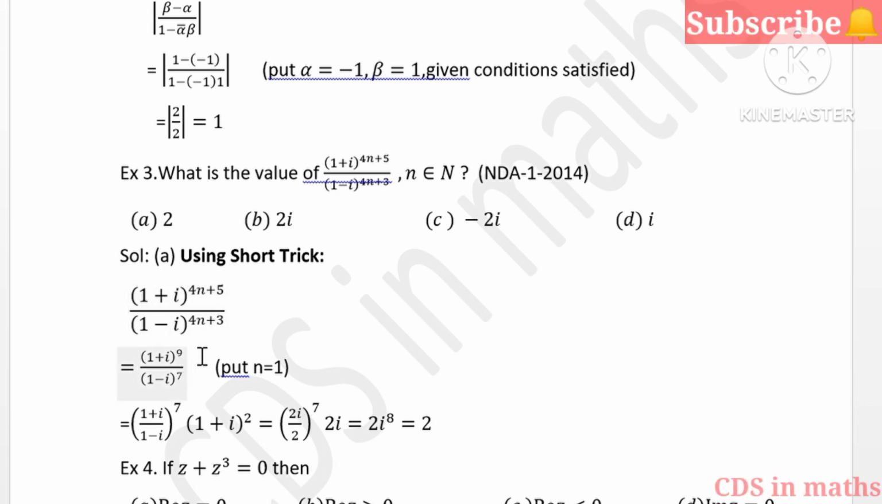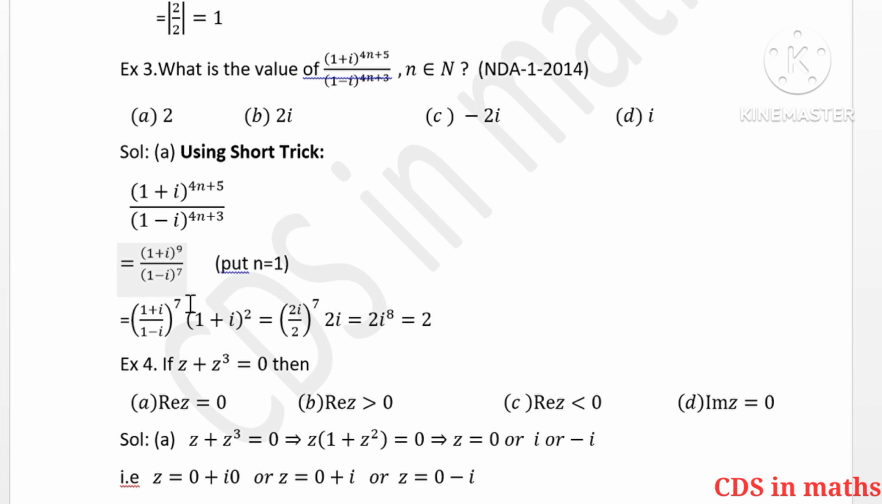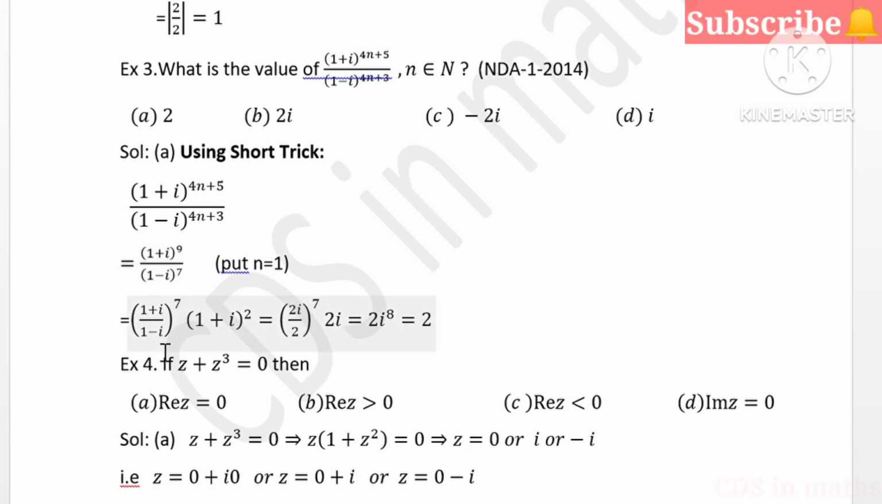If I put n is equal to 1 here, what will come? 1 plus i, 4 into 1 is 4 plus 1, 5... 9. And 1 minus i, 4 plus 3, 7. Now, here power 7, here power 9. So (1 plus i) to the 7 and (1 minus i) to the 7, I am keeping together, and (1 plus i) to the power 2. Now, here 1 plus i by 1 minus i, one complex number divided by another complex number.